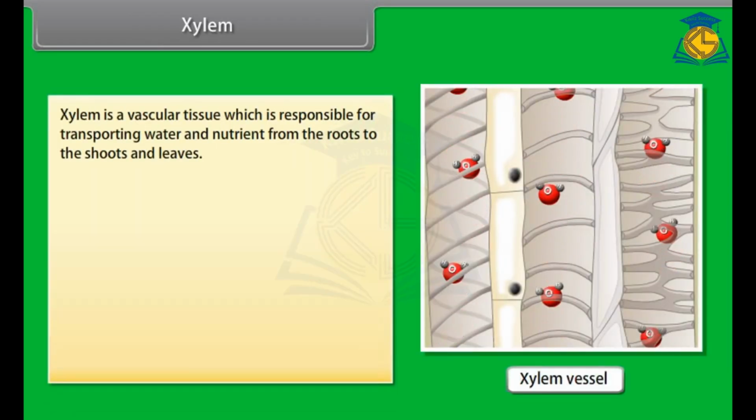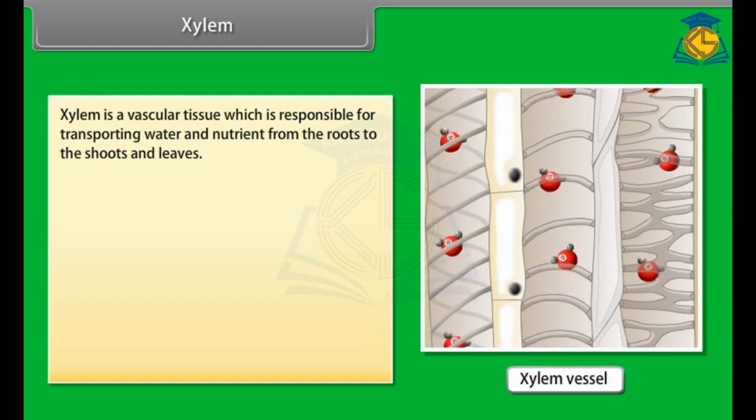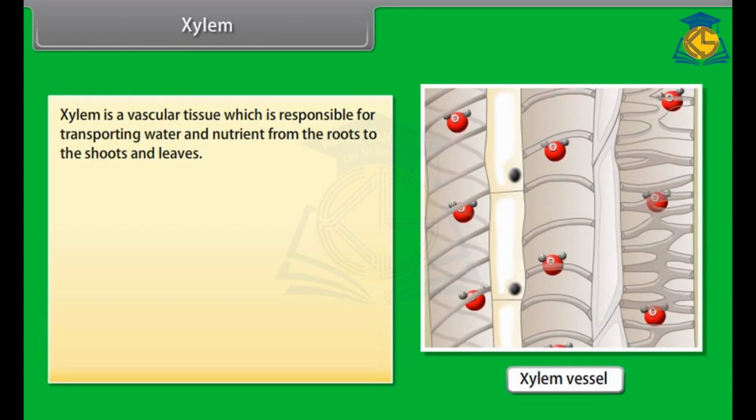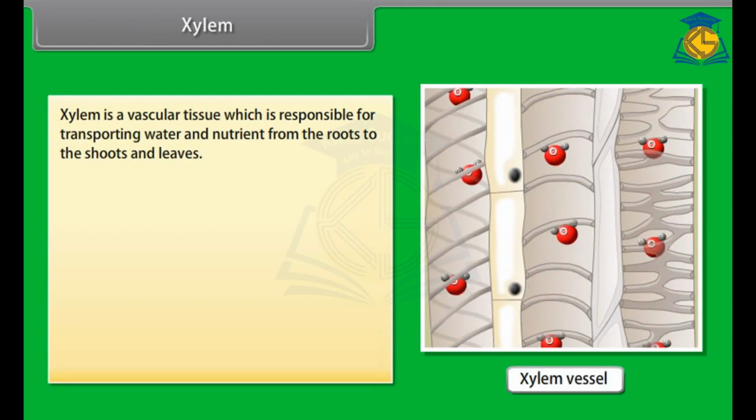Xylem. Xylem is a vascular tissue which is responsible for transporting water and nutrients from the roots to the shoots and leaves.